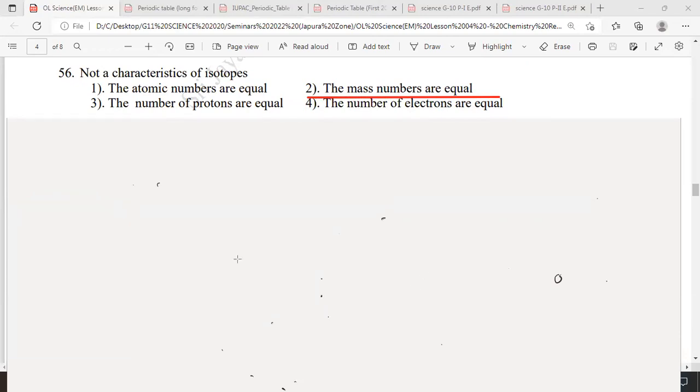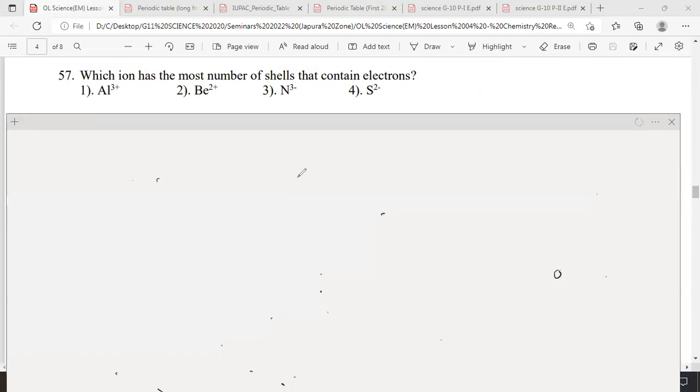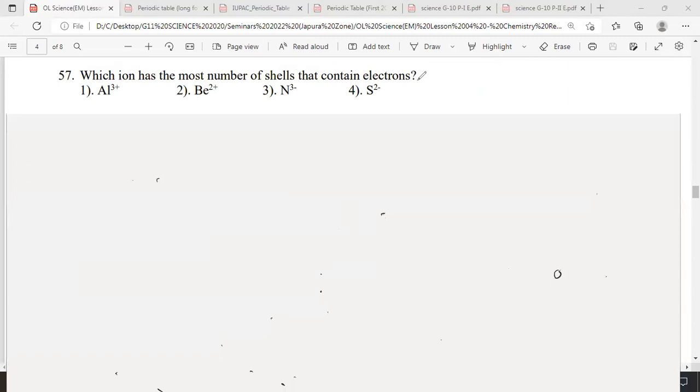Question number 57. Which one has the most number of shells containing electrons? Out of these four, you should better write the number of electrons and then write the configuration. That's the best way to do it. Okay, any volunteers? Who can give me the answer for question number 57?